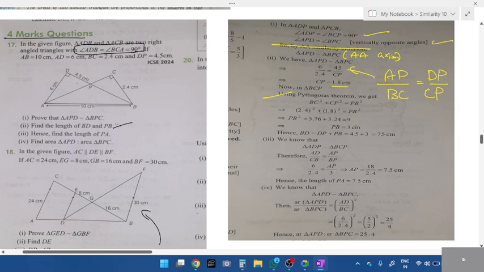We got 3 centimeters. Correct. Answer was 3. Check all the values. Are all the values correct? CP 1.8. Is it correct? What is AP, students? Did you all get 3 centimeters? Yes, I think 3. Then we got AC 7.5, right? AD by CB is equal to AP by BP.